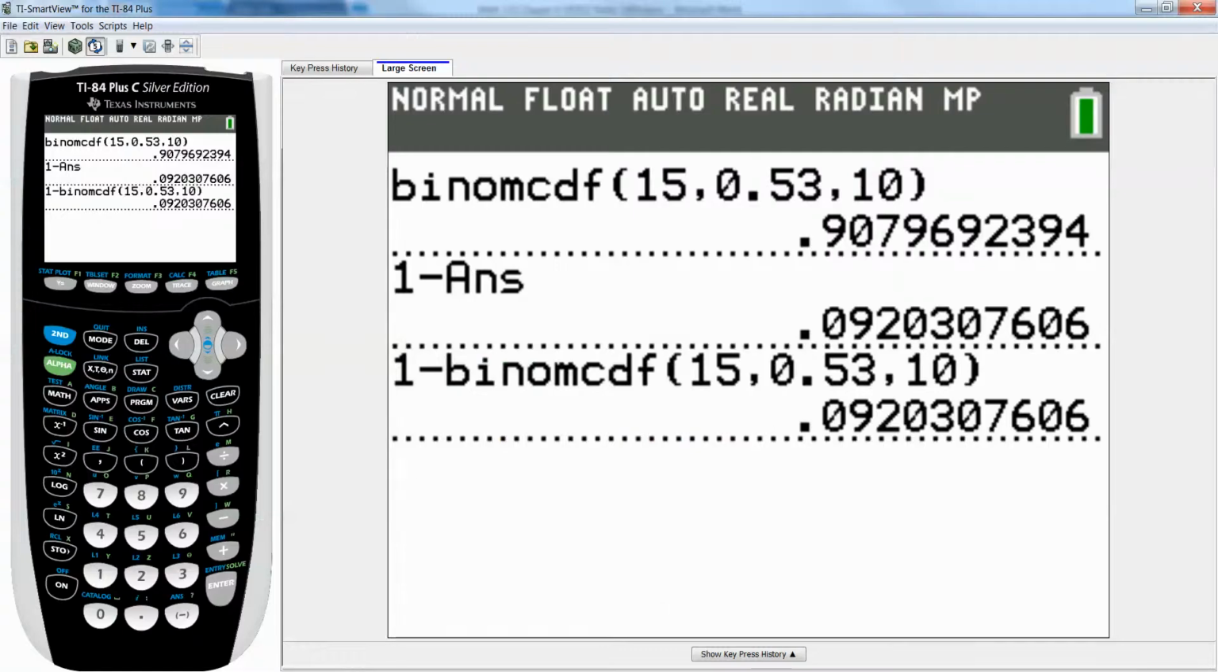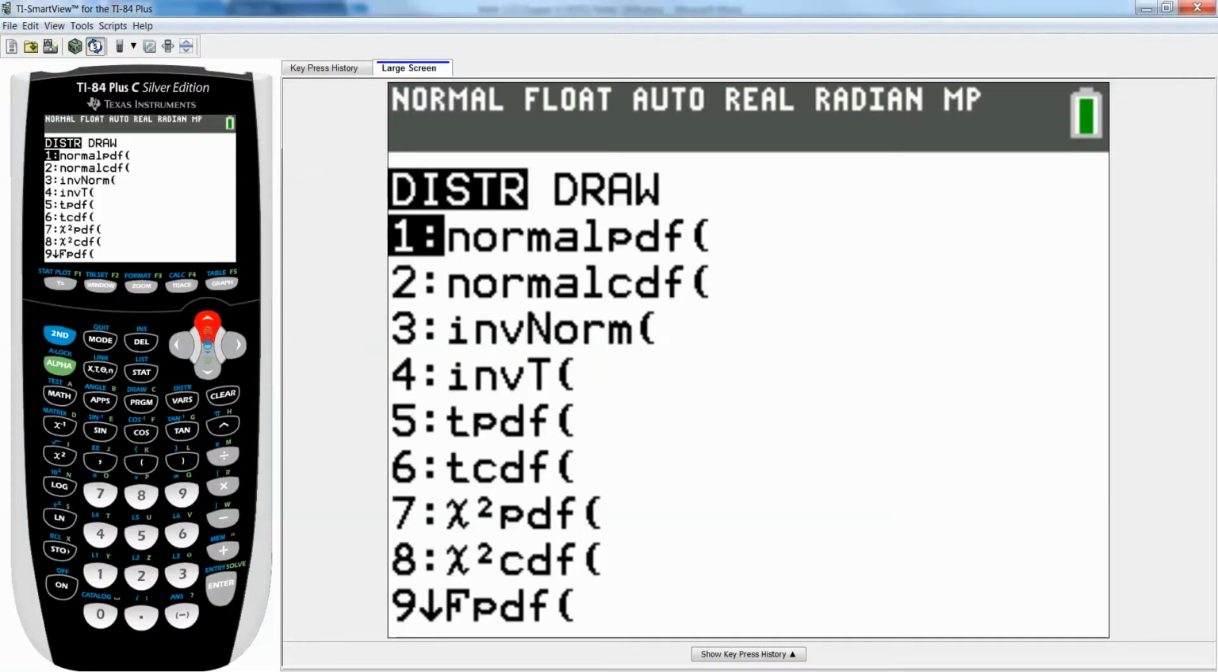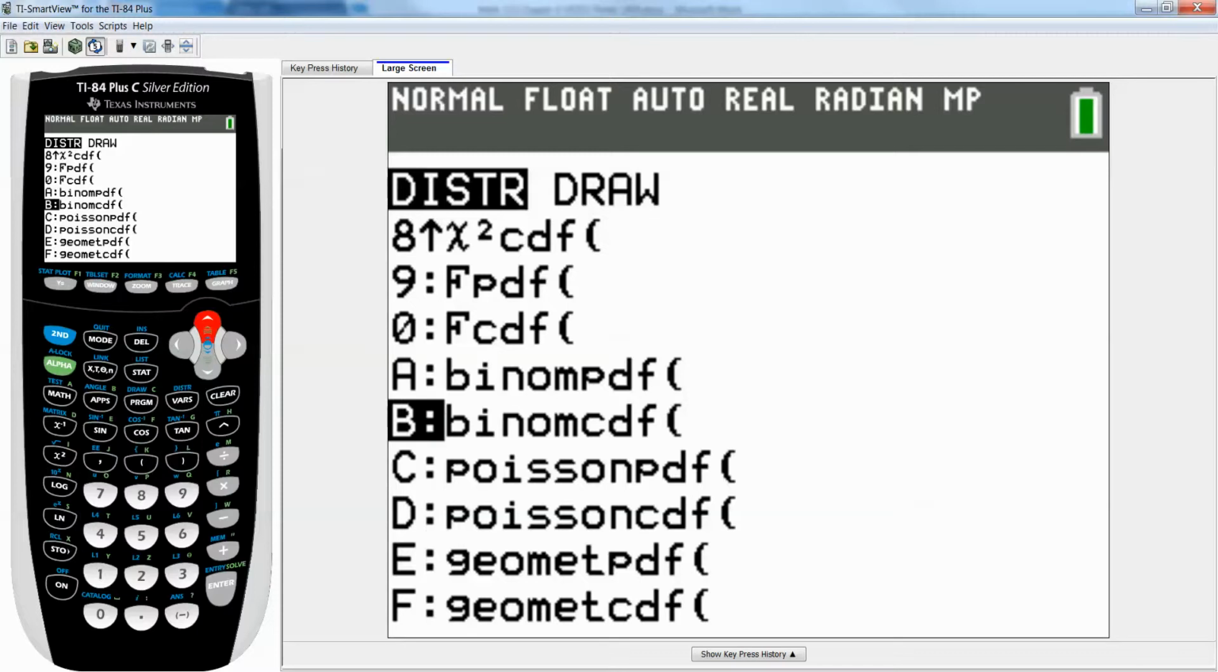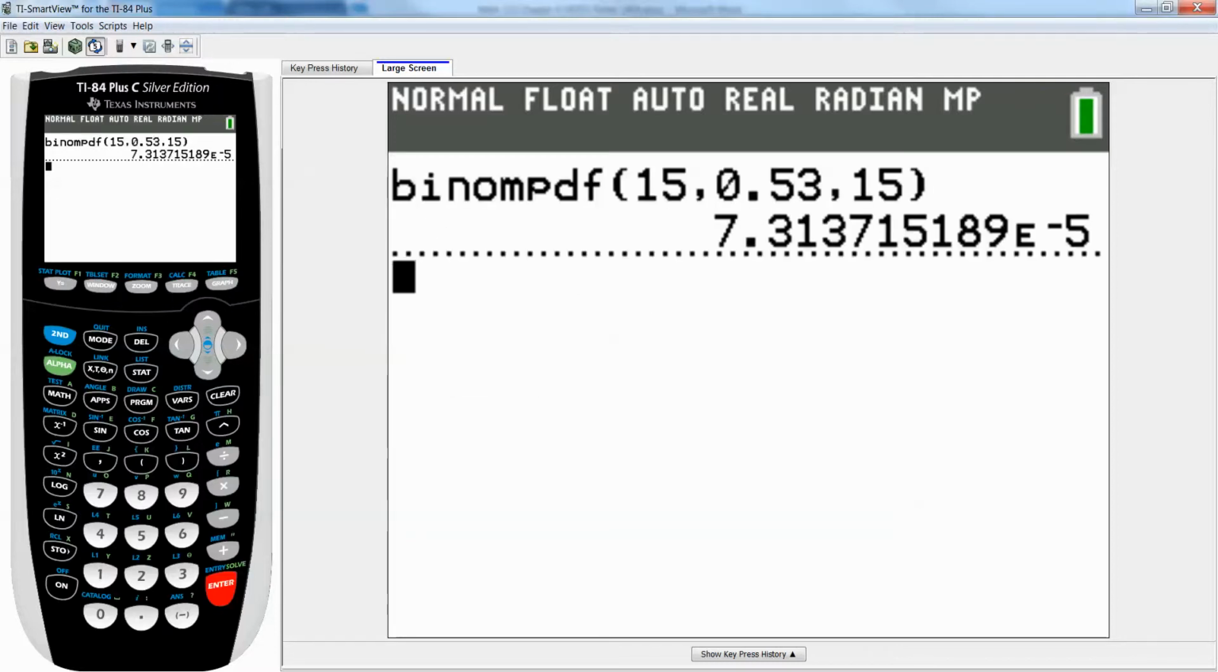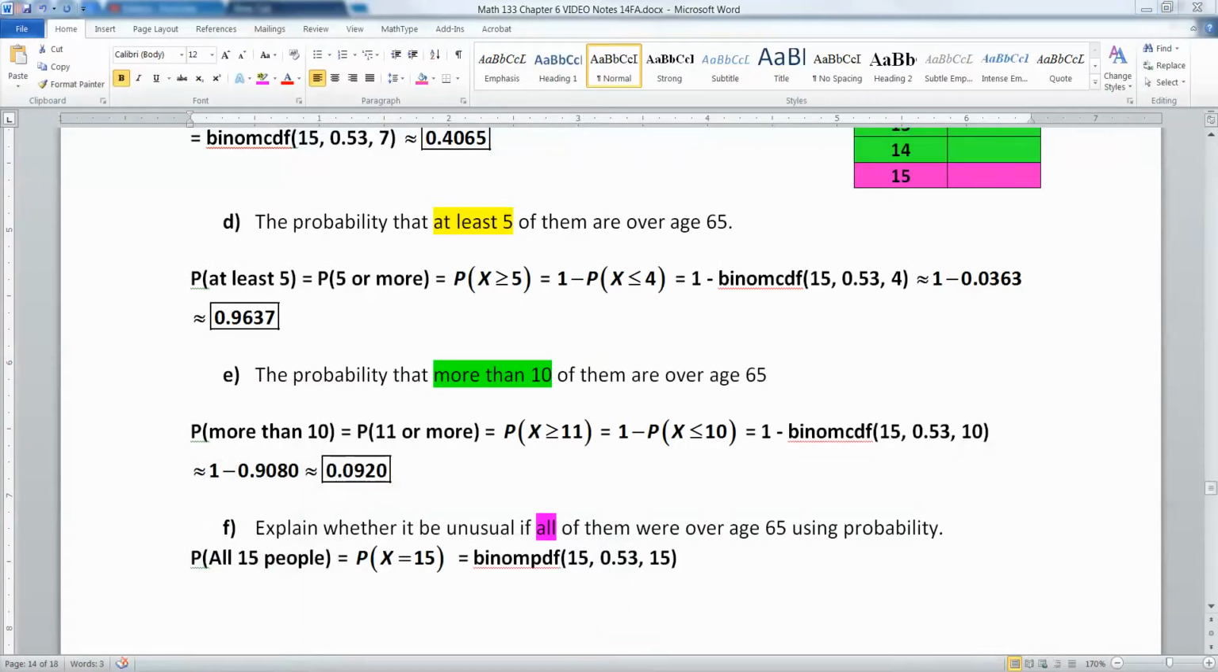So let me show that to you with the calculator. So it's distribution again. I'm going to go to binomial PDF. And actually, let me just show you real quick. It's the alpha key. If you get down here at the alphas, so you go alpha A, and that's binomial PDF. See it right up there? And it's 15, 0.53, and I want 15. Press enter on paste, press enter again, and now that's scientific notation. That's 7.3 e negative 5, exponentiated negative 5, which means the decimal is set 5 spots to the left. So that would be 0.00007. Sorry, not enough zeros there.